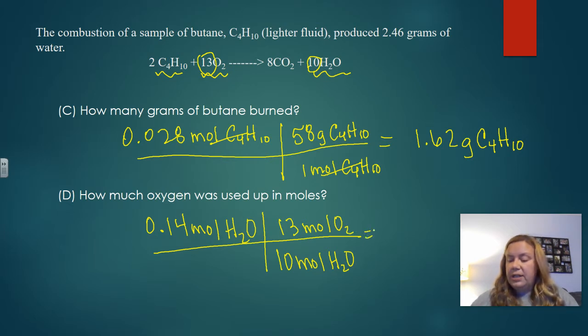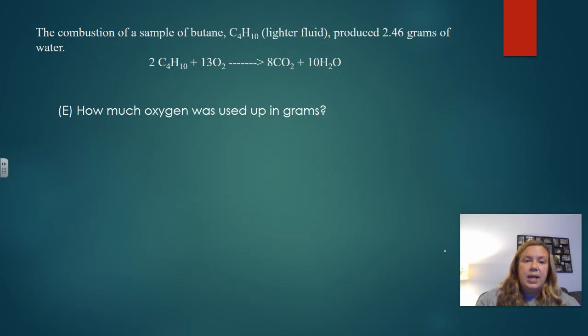When I go to calculate this, I am going to have 0.14 times 13 divided by 10. I'm going to get 0.182 moles of oxygen. So now I can say that I know how much butane I need, I know how much oxygen I need, and I know how much water is going to be produced.